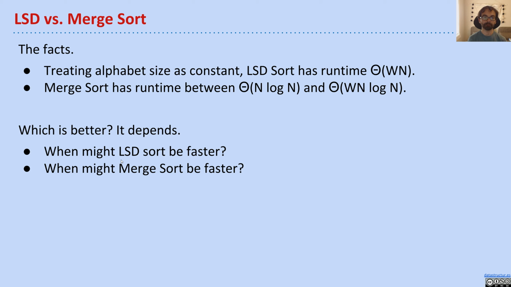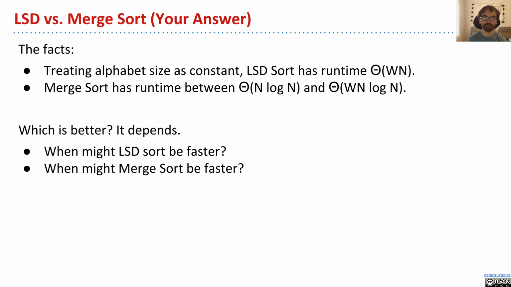Okay, so let's start by just thinking about LSD sort, and it's the simplest of our radix sorts. Well, there's only 2, LSD and MSD radix sort. And so the facts here are that if we treat the alphabet size as a constant, so we just think of r as a constant, then LSD sort's runtime is theta wn, and merge sort is between n log n and wn log n. Now, if I want to know which is better, the short answer is it depends on the specific input. And so what I'd like you to do is think about, when do you think LSD sort might be faster, and when might merge sort be faster?